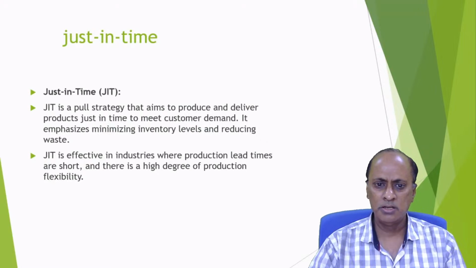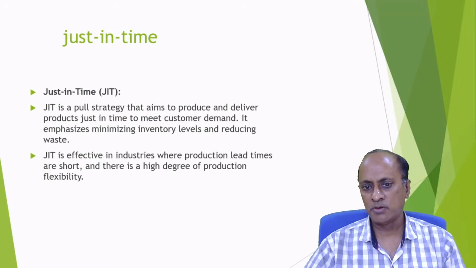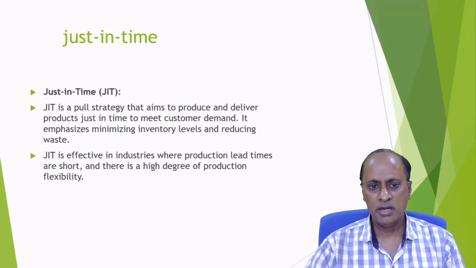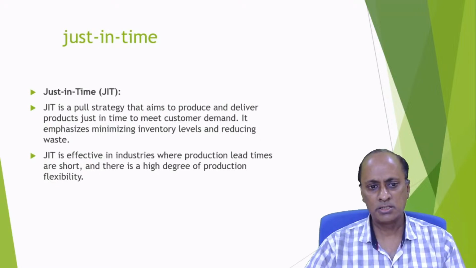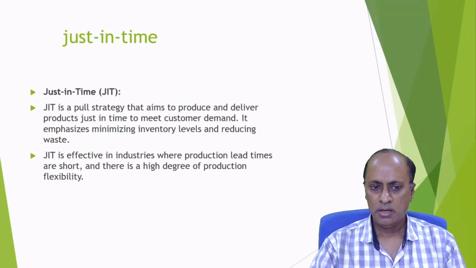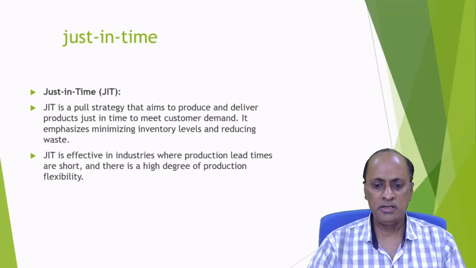JIT is effective where production lead time is short. Short production lead time means the raw materials enter the machines and come out as a finished product. This is called the production lead time. If the production lead time is very short, we can have a JIT system. Suppose a customer wants a product in 15 days or 2 weeks. If my production lead time is 2 weeks or less, it's better to have a JIT system rather than a conventional system of production. JIT is also very applicable where there is a high degree of production flexibility.